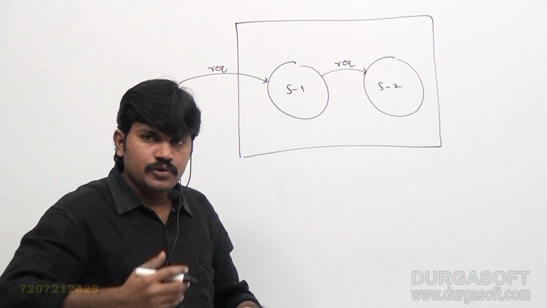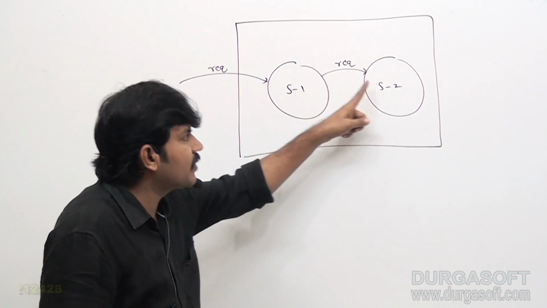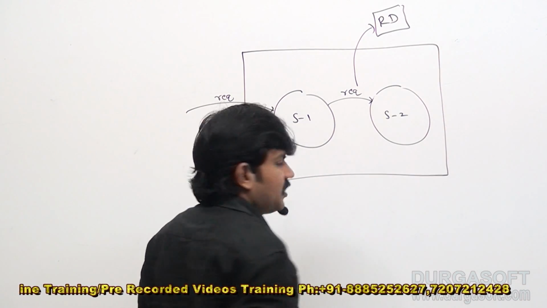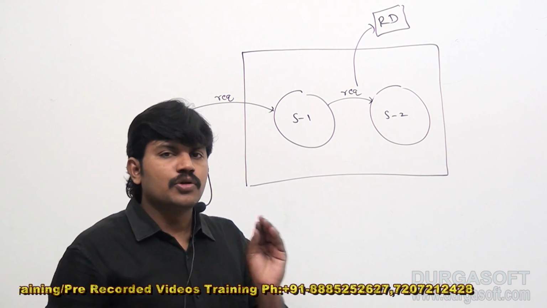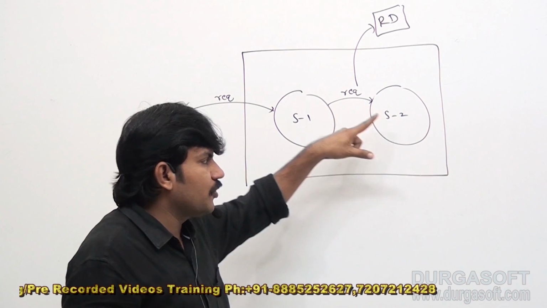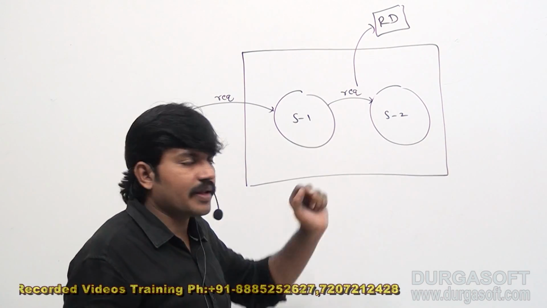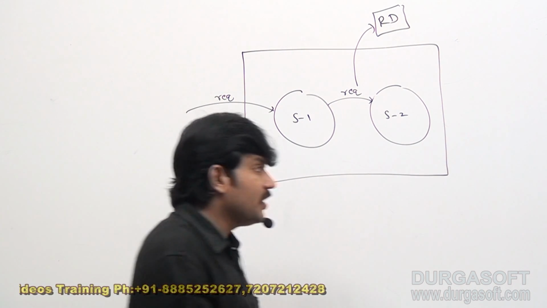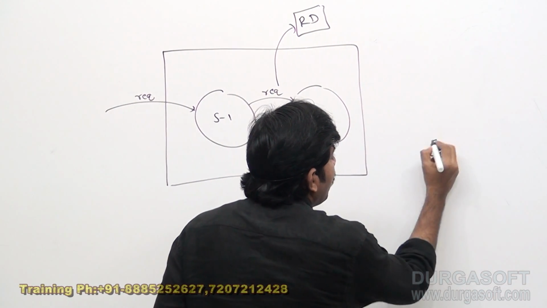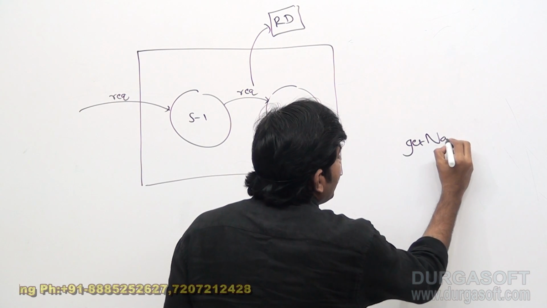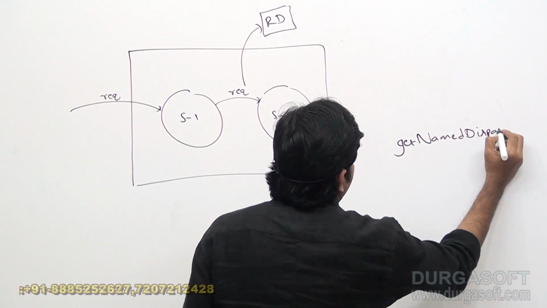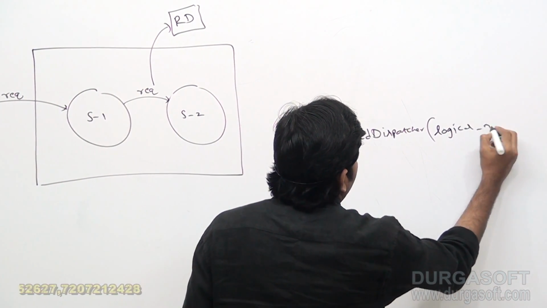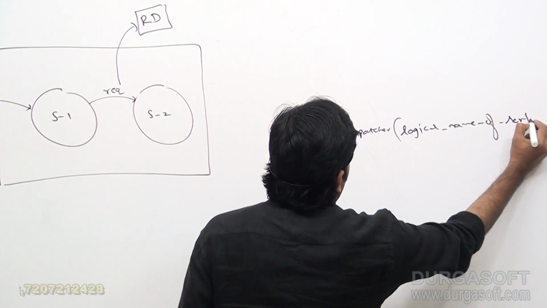To achieve this, to dispatch our request to another component, here we should go for the request dispatcher. Are you getting it? What is the purpose of the request dispatcher, sir? To dispatch our request from one component to another component. For that we can get a request dispatcher. There are multiple ways to get a request dispatcher, sir. One way is we can call getNamedDispatcher. What is this, sir? In getNamedDispatcher, we have to provide the logical name of the servlet, right?